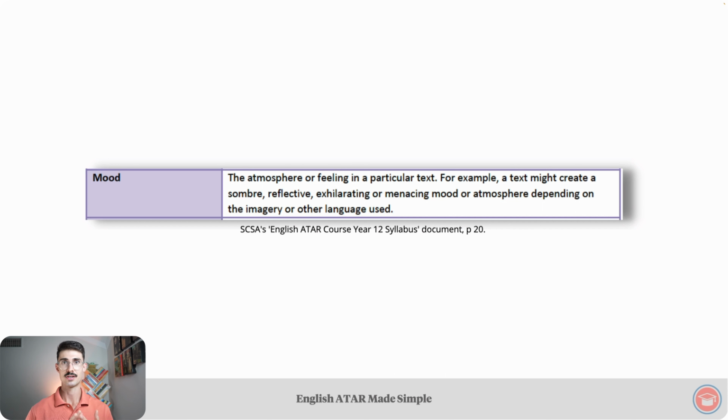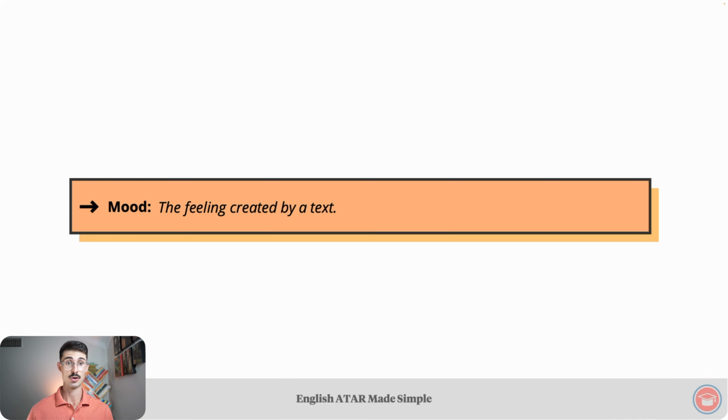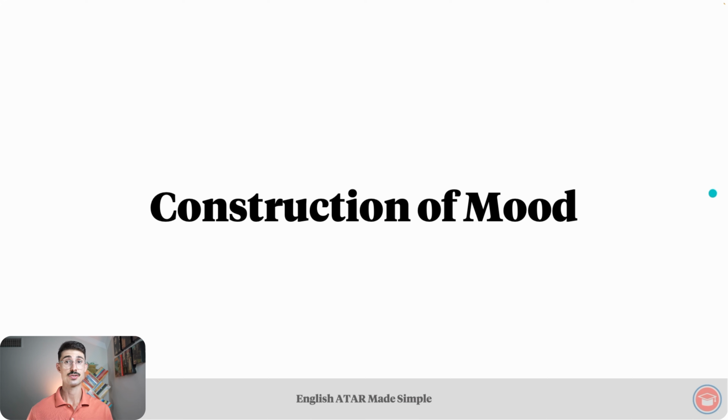According to literarydevices.net, a very useful website, atmosphere is a type of feeling that readers get from a narrative. So the word feeling is the common denominator here. Considering that, we're going to go with the following definition. Mood is simply the feeling created by a text. Next up, construction of mood.